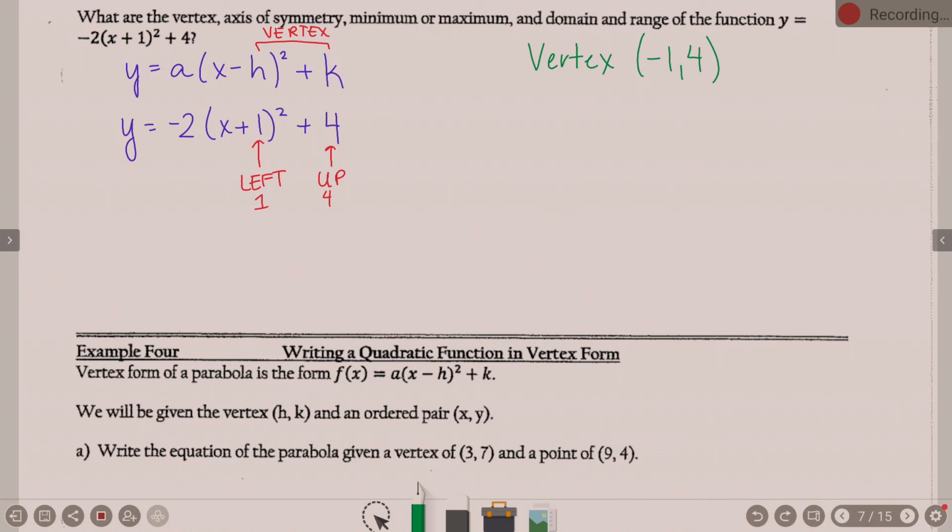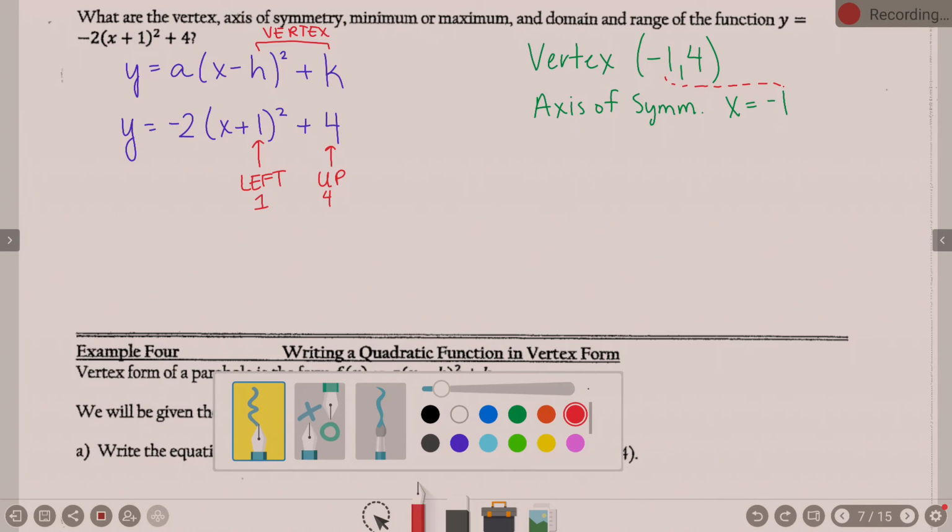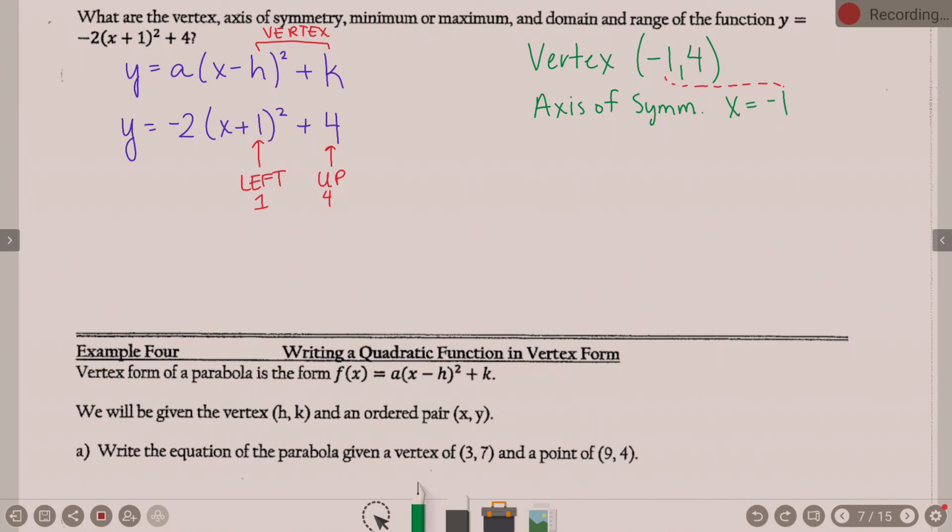Okay. After the vertex, you're asked about the axis of symmetry. It's always x equals a number. If you look back on the previous page, it says x equals h, right? The connection I drew last time is those numbers do match. The x value in your vertex is your axis of symmetry. So x equals negative 1.